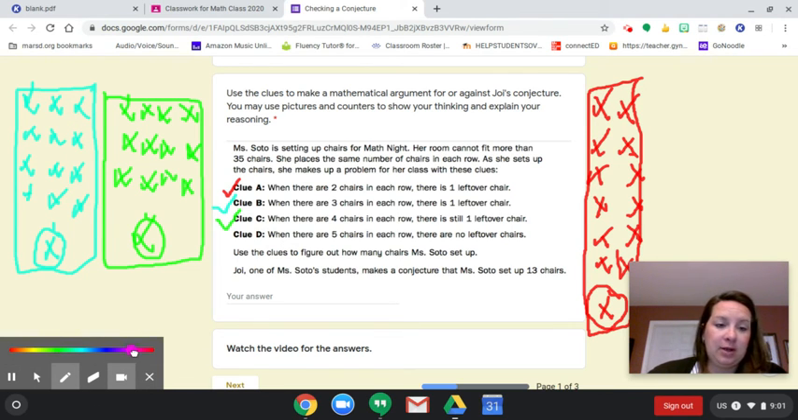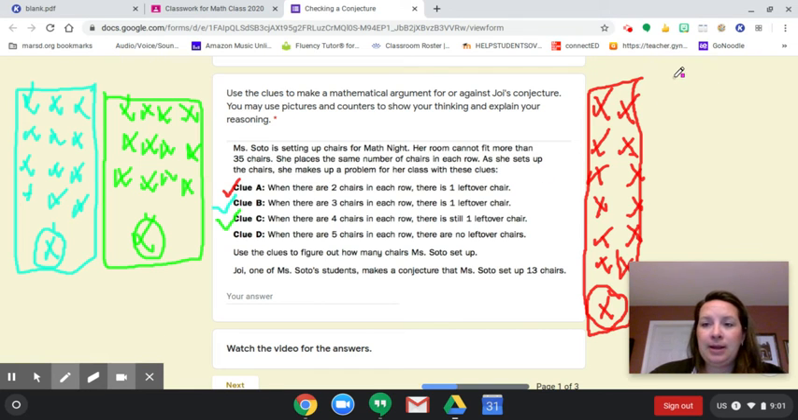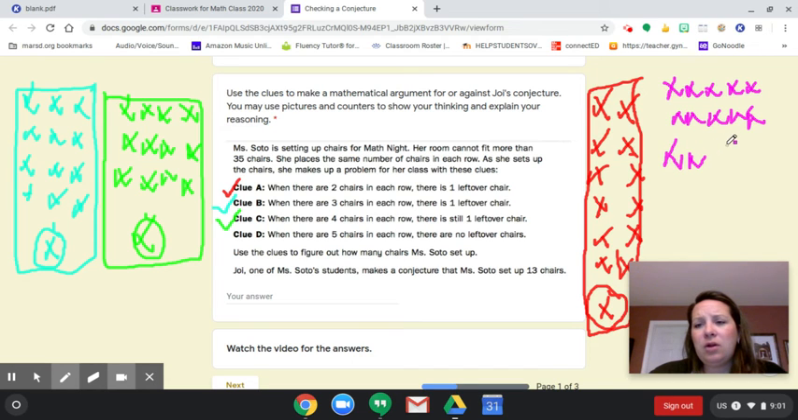All right, let me get a different color here. We'll go to purple. 1, 2, 3, 4, 5. 6, 7, 8, 9, 10. It's a little sloppy, sorry. 11, 12, 13. So I have 2 full rows, but I have 3 left over. The problem tells me there were supposed to be no chairs left over. So clue D does not work.